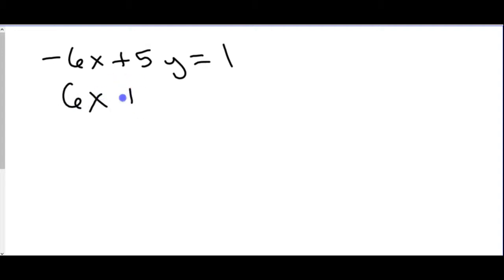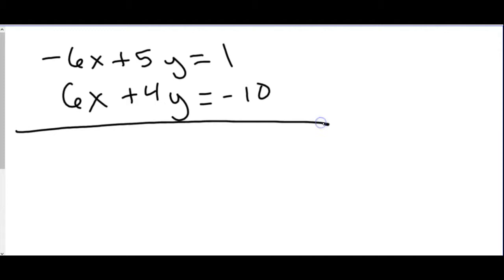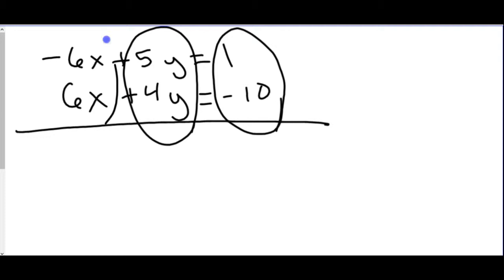Said the wrong word. Using elimination. Let's say we have negative 6x plus 5y equals 1 and 6x plus 4y equals negative 10. So if we want to solve this using elimination, the point of elimination is to treat this like one giant equation where we're going to combine each column together.